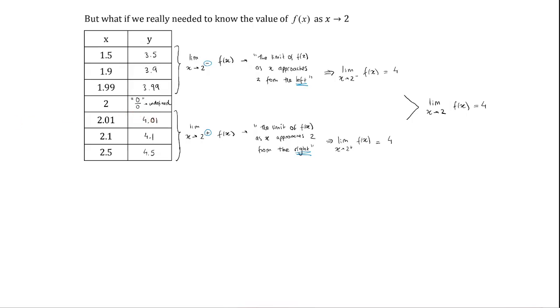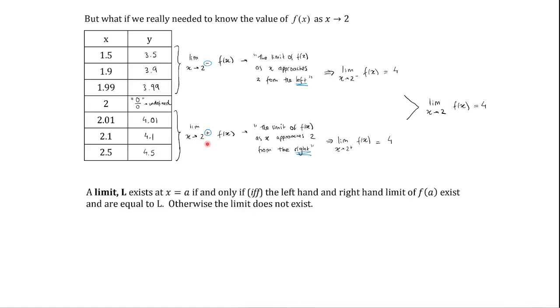And so from here, we are able to draw a couple of conclusions, all right? Very important conclusions. And the first one is that a limit, L, exists at x is equal to a if and only if, which we can abbreviate to IFF, the left hand and right hand limit of f of a exist and are equal to L. Otherwise, the limit does not exist.